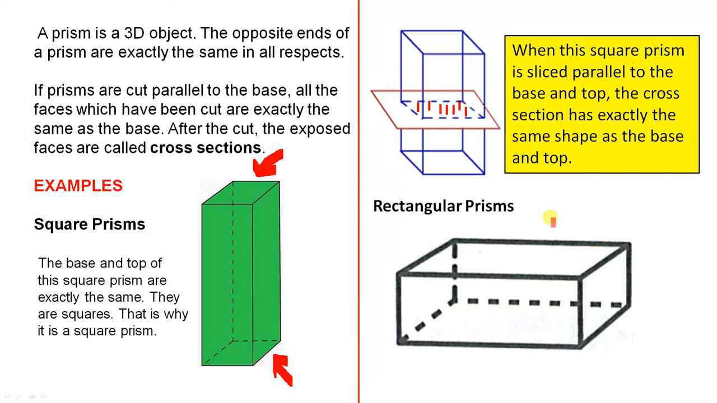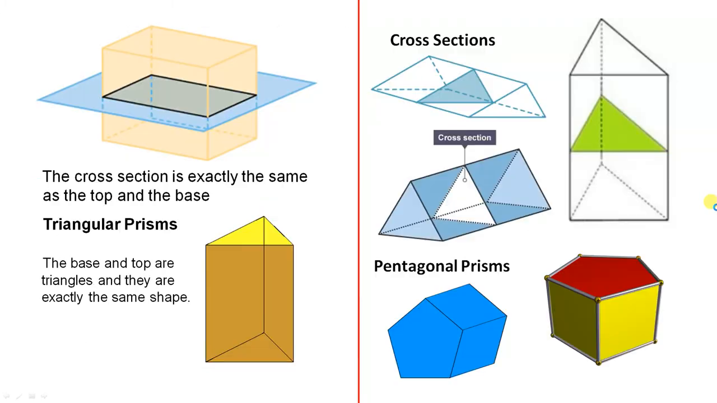This is a rectangular prism, because you can see the base here is a rectangle and the top is a rectangle. And all these sides here, these lines, they are perpendicular to the base and the top. The cross-section is exactly the same as the top and the base. So for the rectangular prism, if you slice it through the middle, then this section here, which has been sliced, is exactly the same as the top and the base.